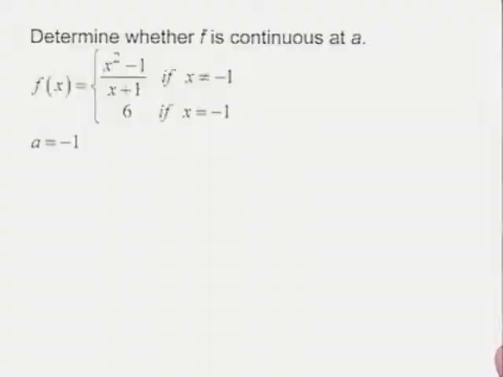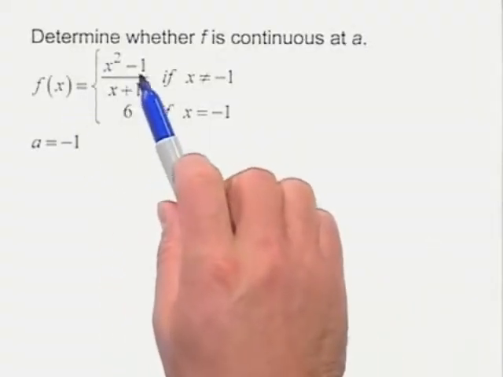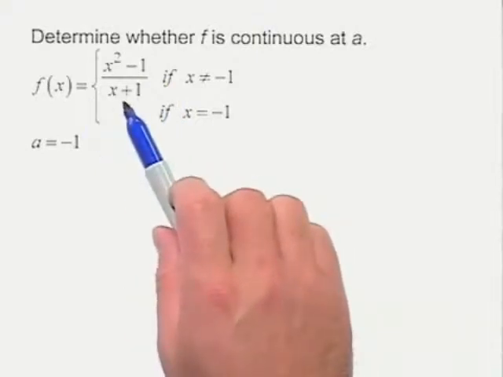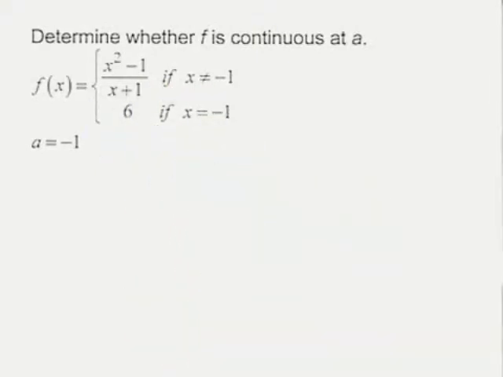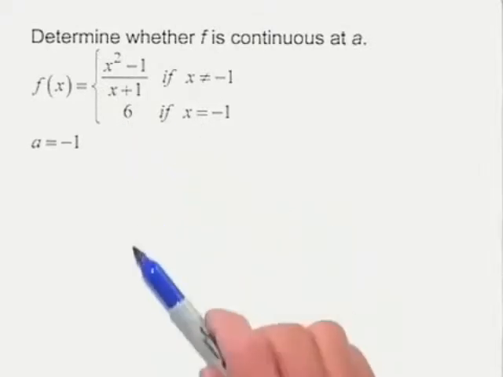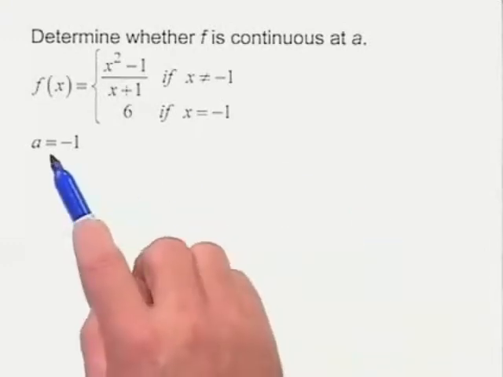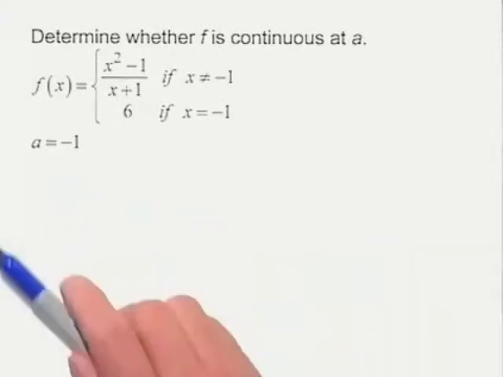Let's determine whether a piecewise defined function is continuous at a point. All right, here's our function. f(x) is equal to (x squared minus 1) all over (x plus 1) if x does not equal negative 1. Then the function will equal 6 if, in fact, x does equal negative 1. We need to determine whether or not this function is continuous at the point a equals negative 1.